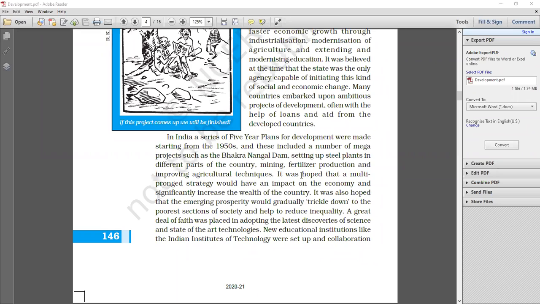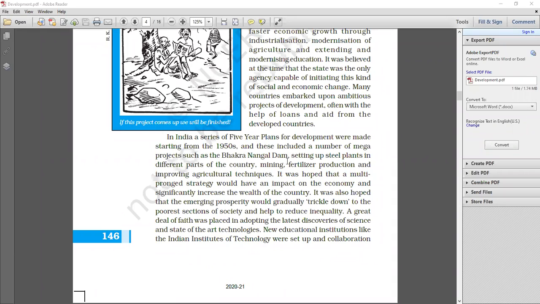It makes India one of the strongest countries. With these projects, we became the strength of our people. So these 5-year plans worked very well. It was hoped that this multi-pronged strategy would work. How is it multi-pronged? On one side, we are constructing a dam.